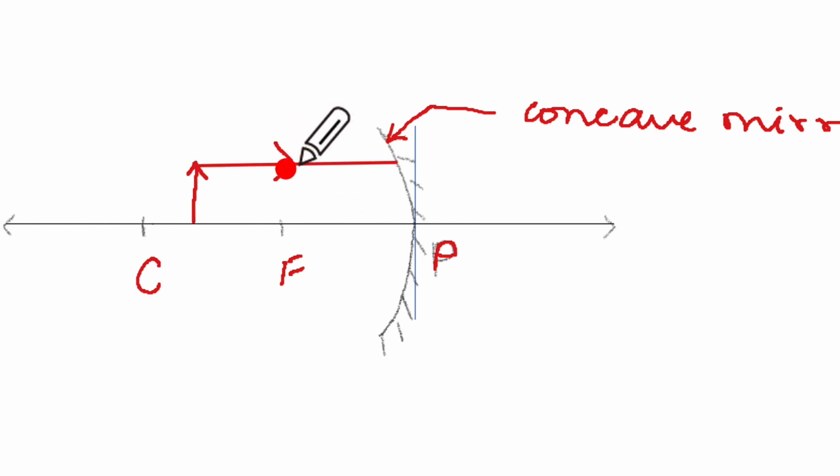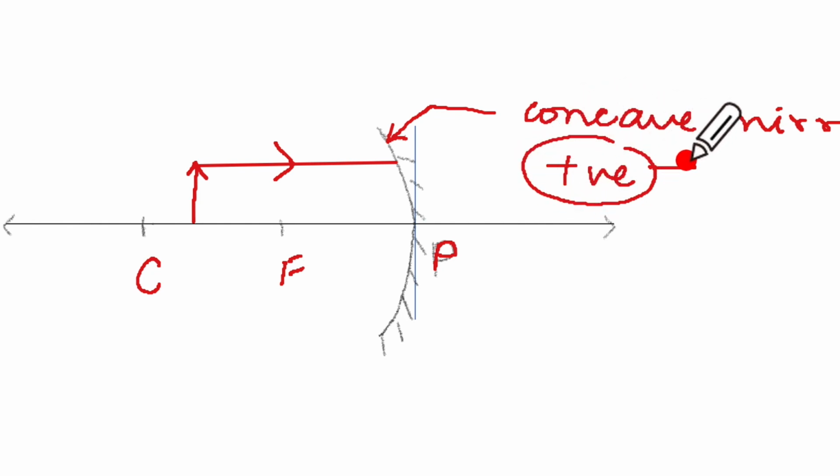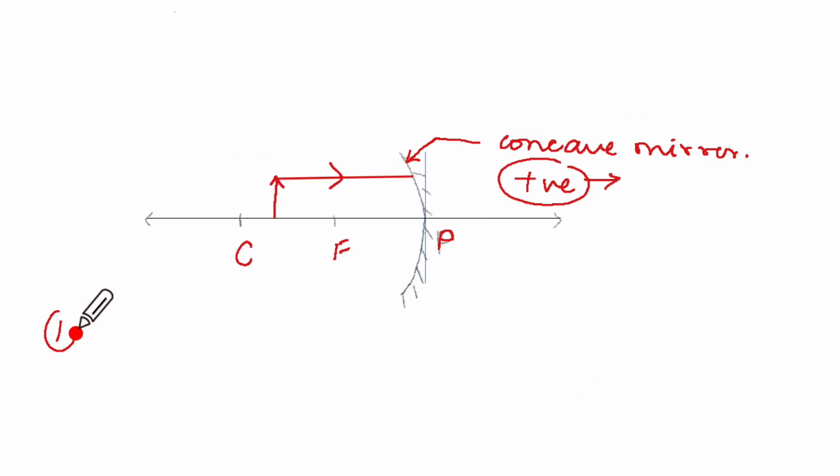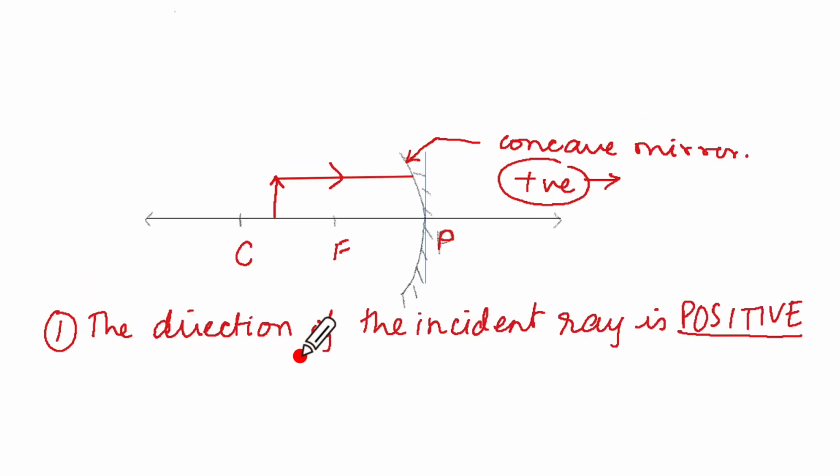Now the ray that is coming from the object is called the incident ray, and the direction of the incident ray is considered as positive. So in this direction, you will be looking at these distances on the right hand side, they will be positive. So our rule number 1 is that the direction of the incident ray is positive.